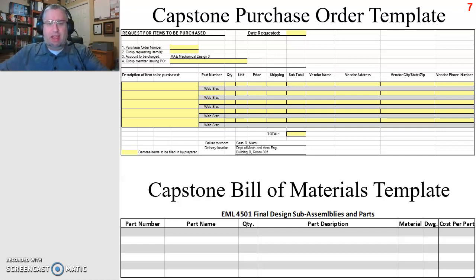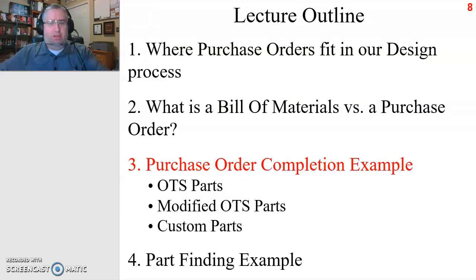So that's the order in which things go, and these are the two templates that facilitate those two processes. But ultimately, you want to start with the bill of materials and then convert what you have there into the list of stuff that you need to put on the purchase order. Okay, so let's move on. We're going to walk through a purchase order completion example, just to show you how you would fill this out when you are thinking about how a product is actually created and what the materials are that are needed to do that.